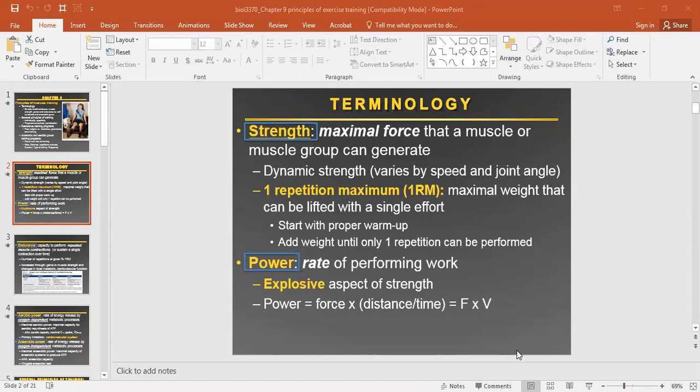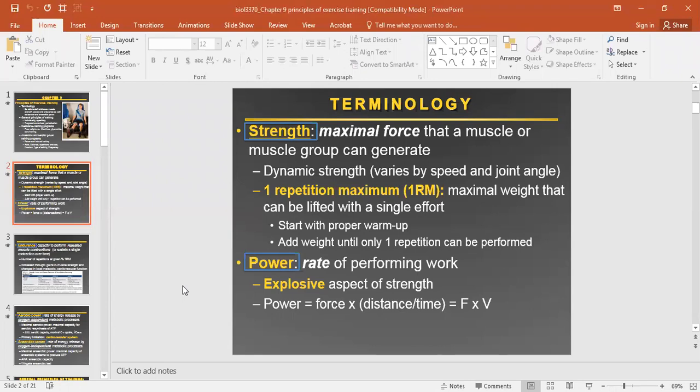So to start, in chapter 9, I'm going to do what I did with chapter 20 and leave the slides minimized so that I can take notes on them and you can see what I'm typing as I go. So with regard to terminology for chapter 9, strength, power, and endurance is something we've already talked about in class.